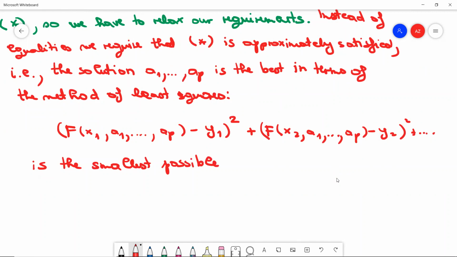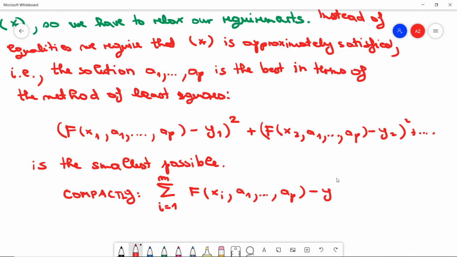So this sum should be the smallest possible. In a compact way, it could be written in this form. So compactly, we just write the sum over all points of this expression, f of xi, a1 up to ap, minus yi, squared. So we would like this to be the minimal possible.